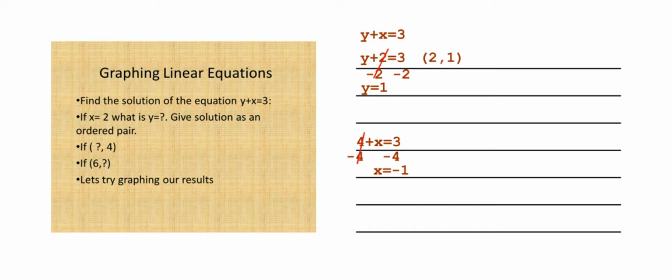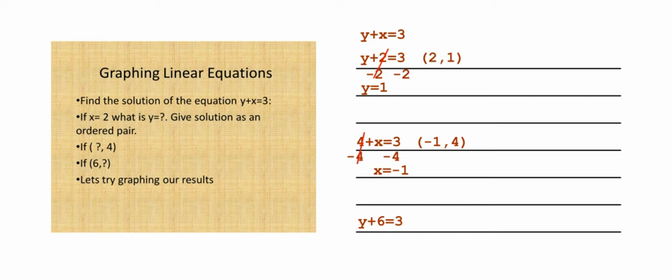Writing as a coordinate pair once again. Okay, our x value in this case, we got a negative 1. And the y value that we use to substitute is 4. So negative 1, comma 4. Once again, keep in mind, the x value always comes first in the coordinate.